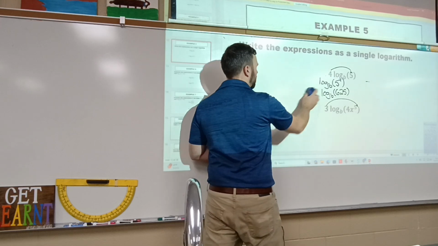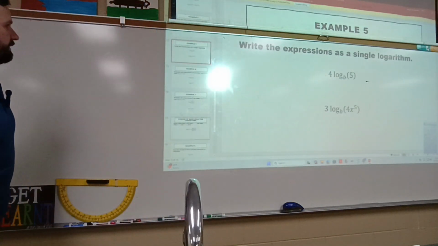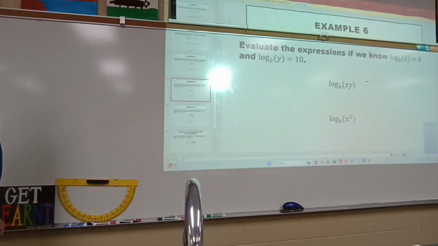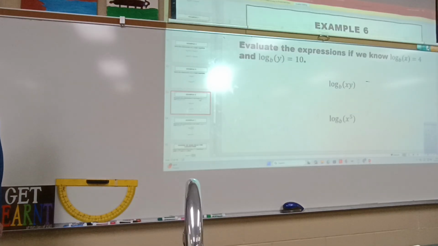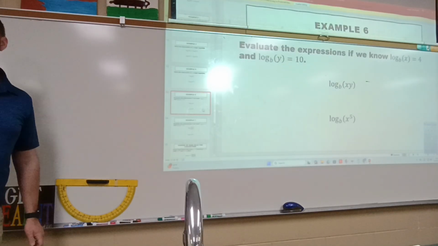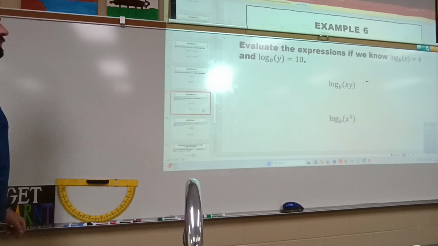If you can do that, you can do a lot with logs. All right. Now we're going to throw a curveball at you. It's a way of proving you know your rules without having to type a lot.